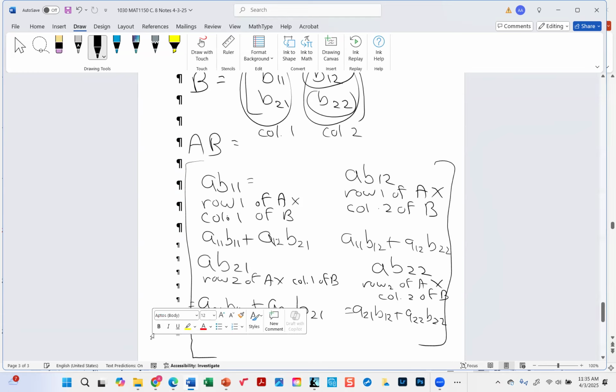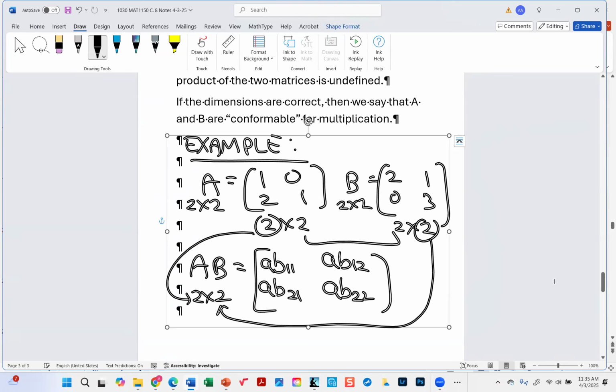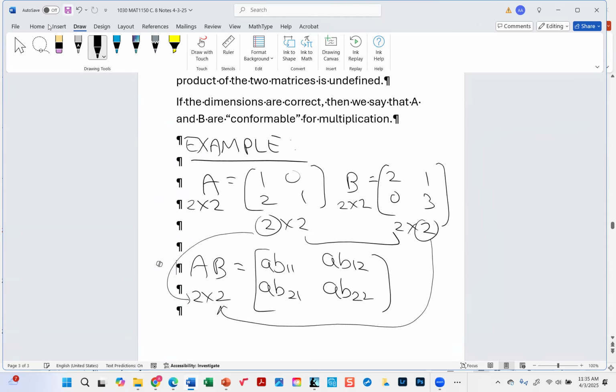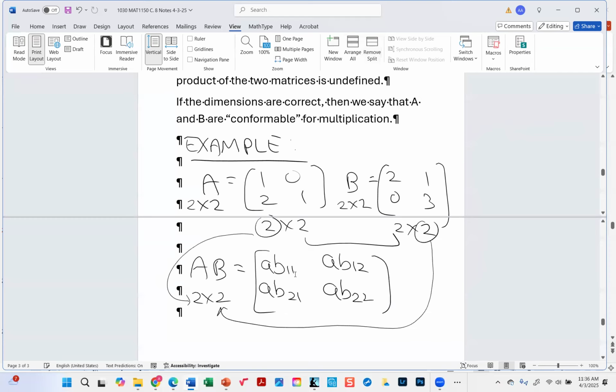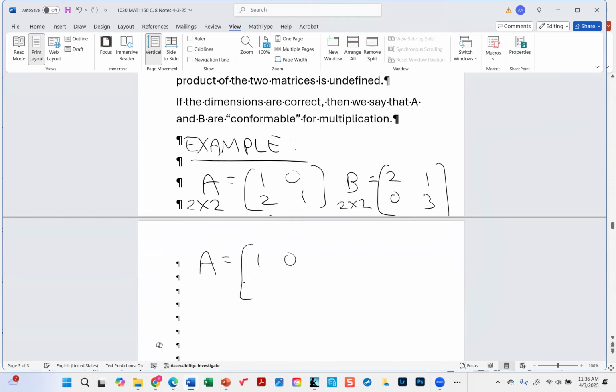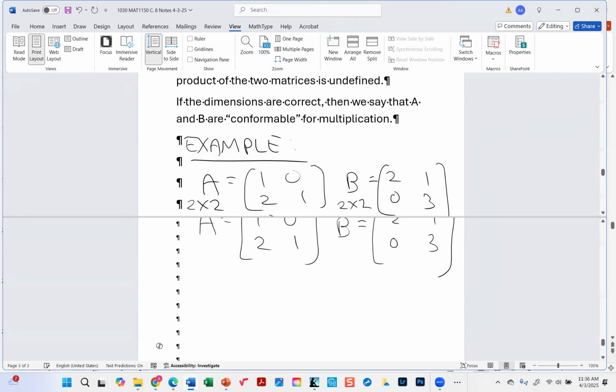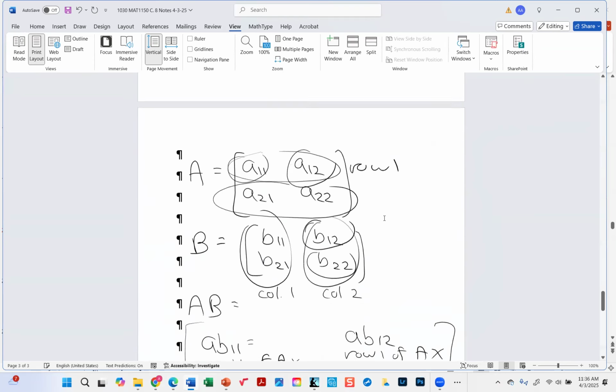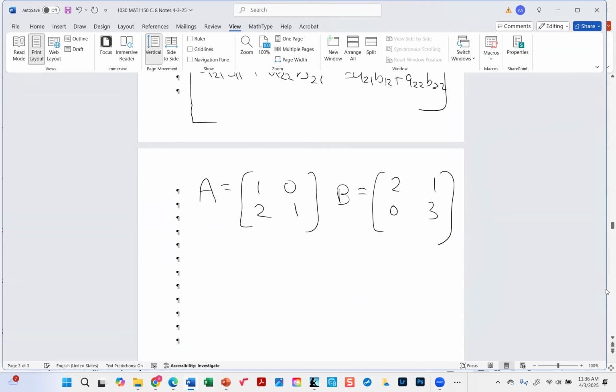Here we go. All right, it doesn't want to copy. I'll just do it myself. So once again, A is 1021. B is 2103. So we know that they're compatible, or conformable rather. So how do we get this done?